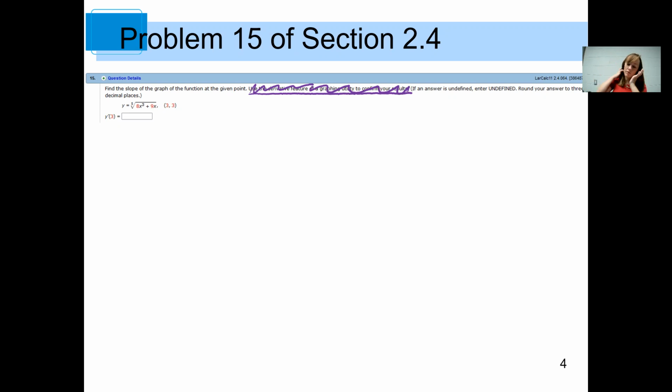So find the slope of the graph of the function. The first thing I need to do is find y prime. When I look at this, I have a composition function. So y prime of x, the derivative of my outer function.